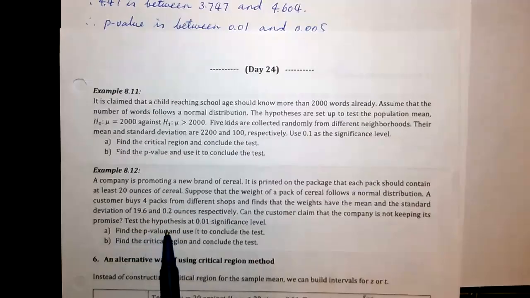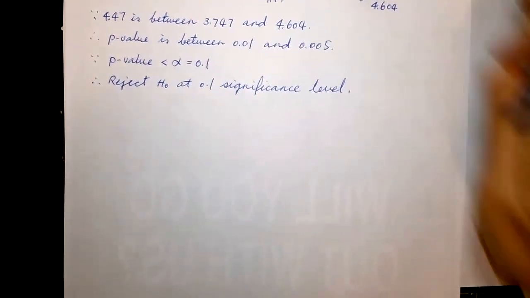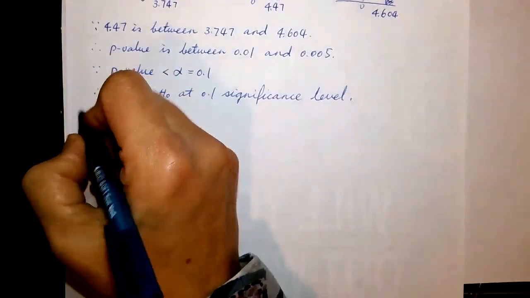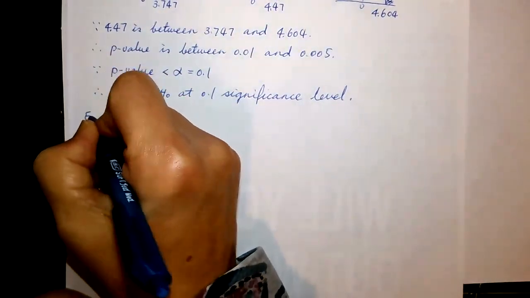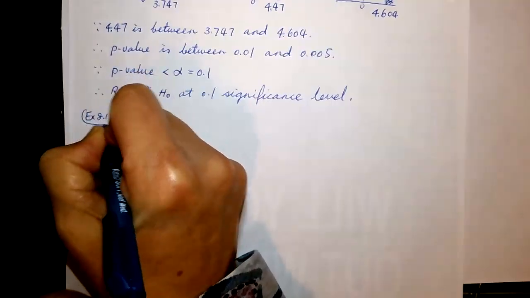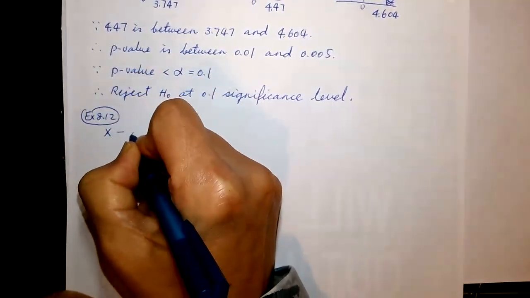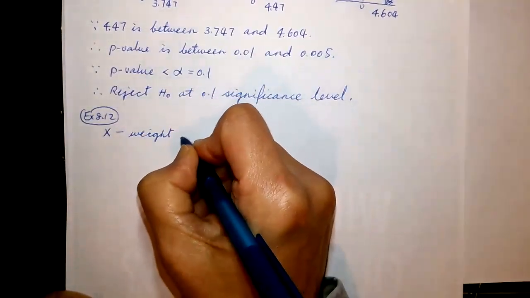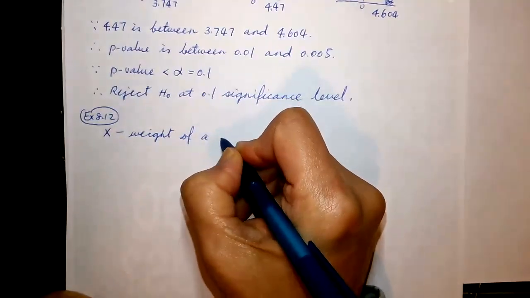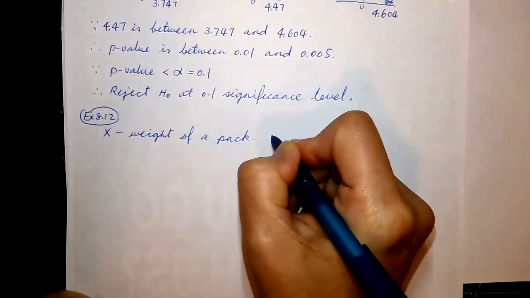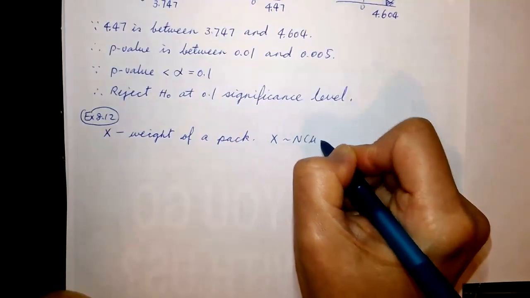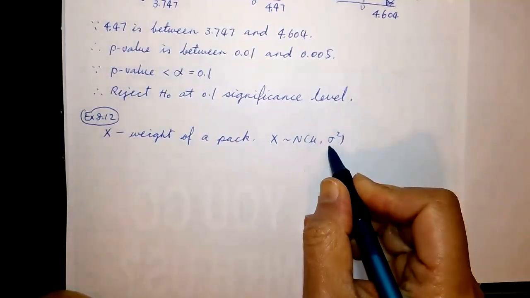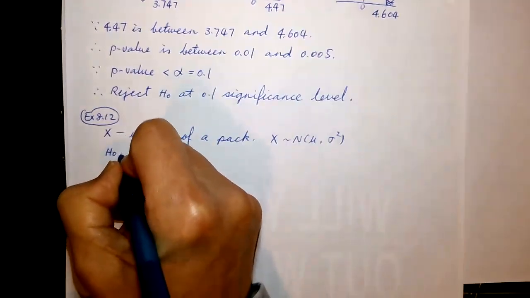Look at the customer claim, and the company is keeping a promise. We do it at alpha at this value. Again, p-value, critical region method. Okay, let's set up the test. X is the weight of a random package. Assume X to be normal. Is sigma given? No.